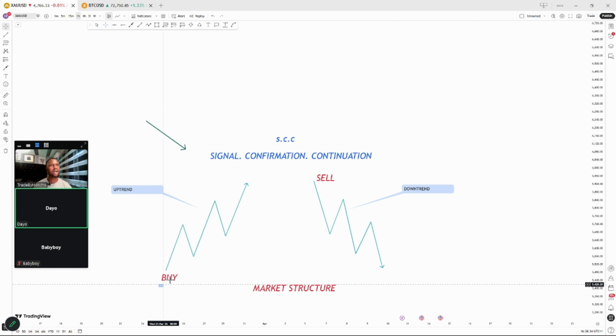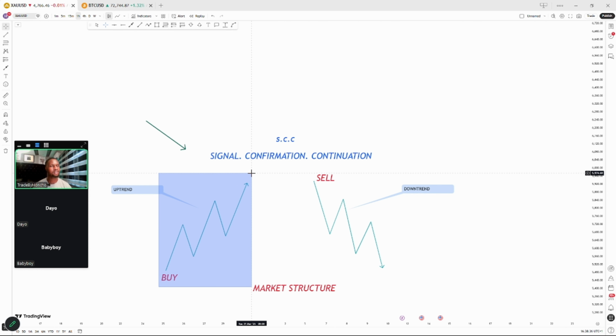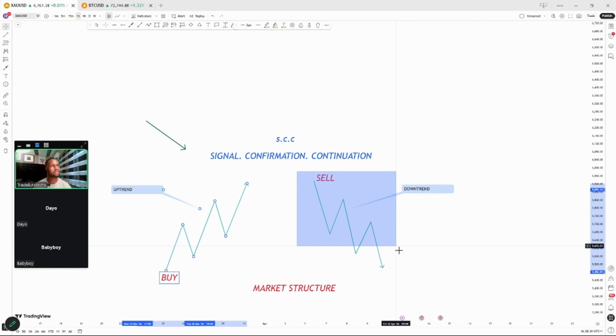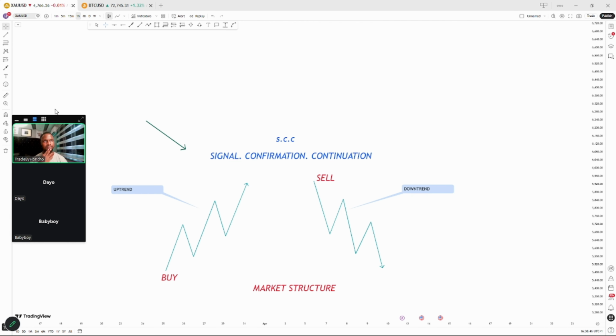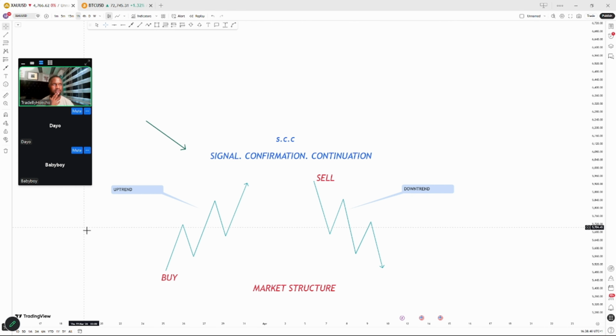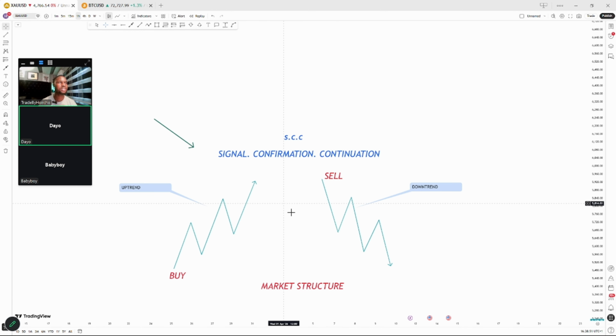So now, all of this right here, the way the market is moving, and then this one, the way the market is moving, these are called market structure. Do you understand? So these are called market structure. And this market structure here, for us to know the right time to buy, we need to look for the signal for this market right here.